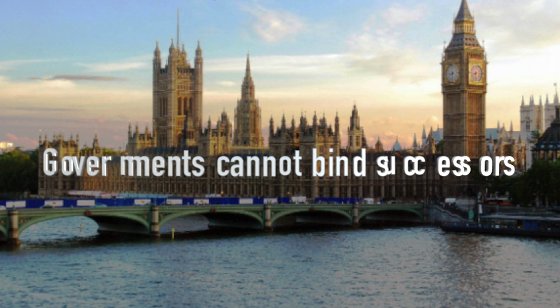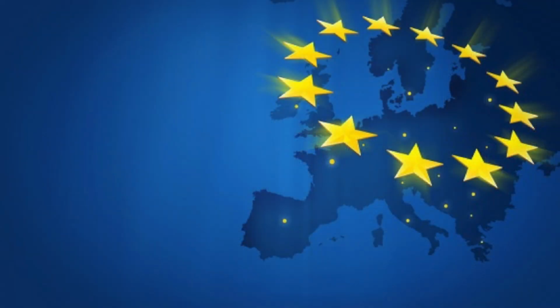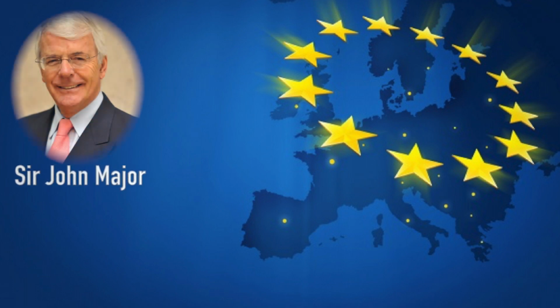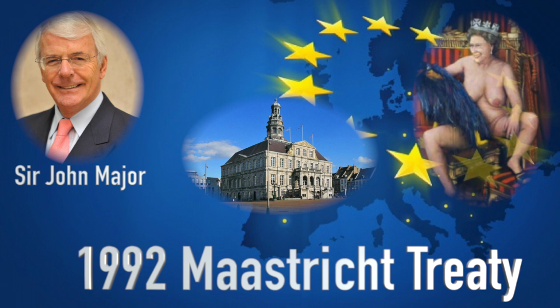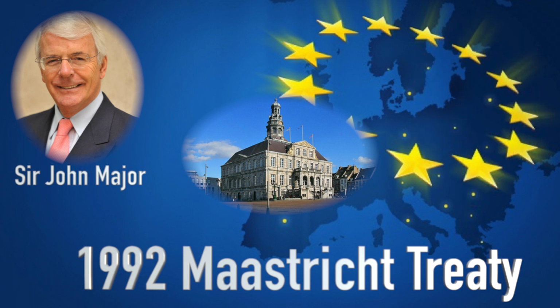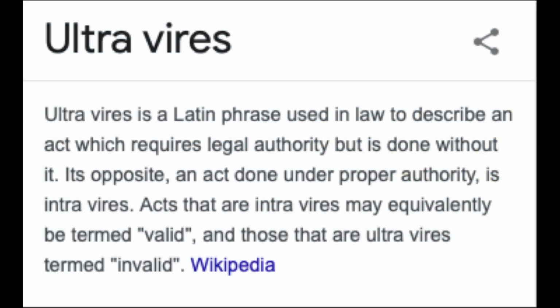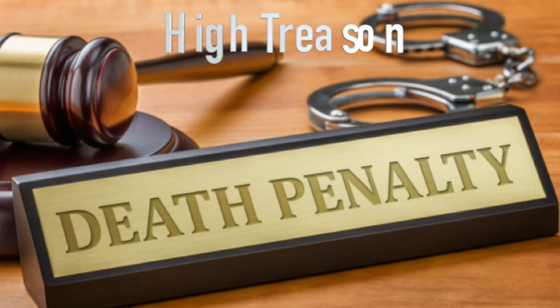Governments cannot bind successors. In 1992, John Major signed the Maastricht Treaty, knowingly and willfully stripping Her Majesty of her sovereignty and rendering her and her subjects mere citizens of Europe. His act was ultra vires and one of outright high treason.